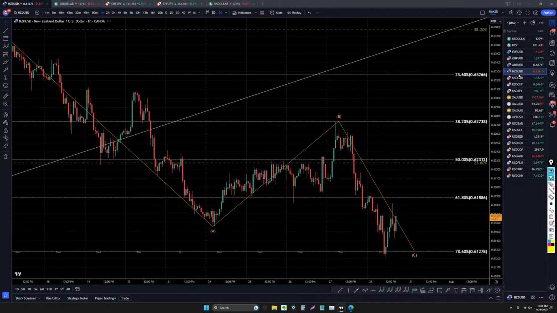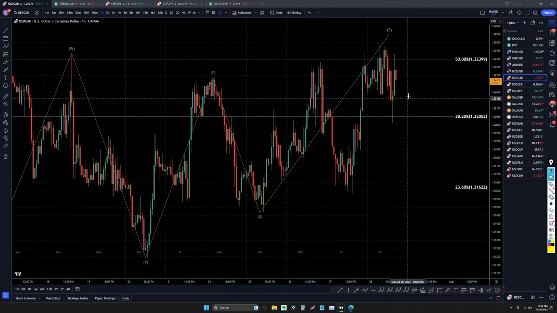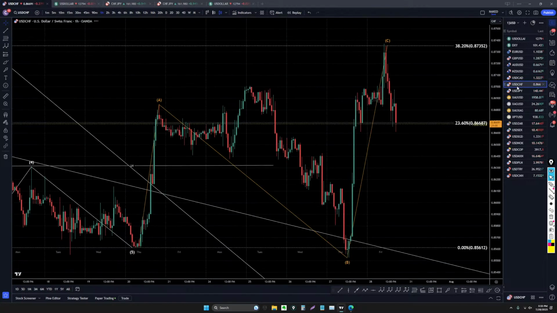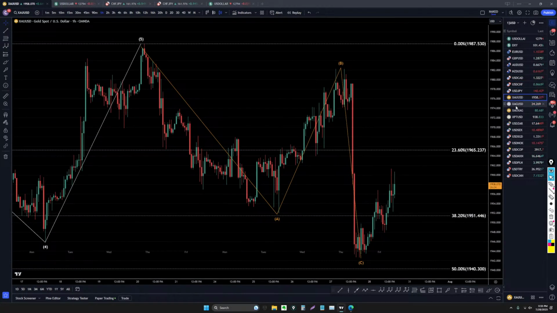So I don't really see any reason to get out of any trades. I'm definitely going to hold my trades. Even the dollar Canadian I'm going to hold, hold until it hits my stop loss most likely.